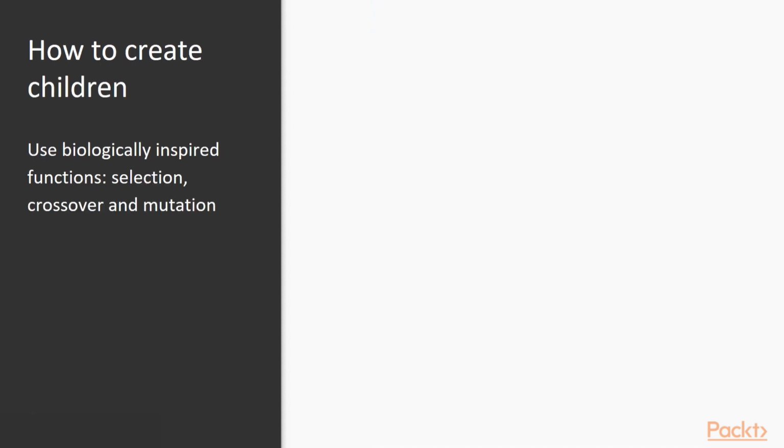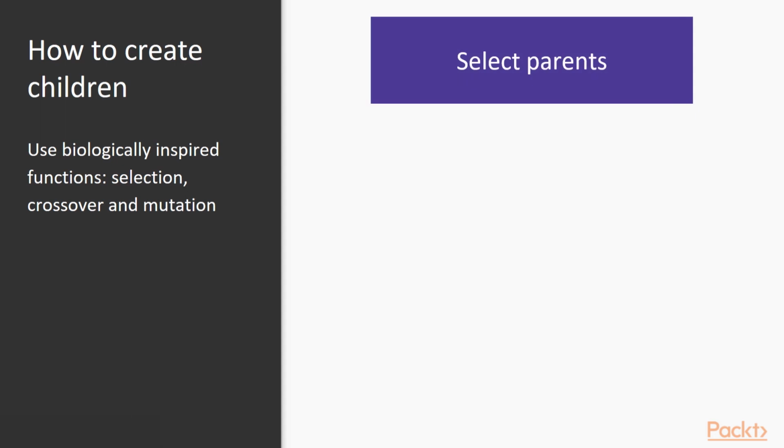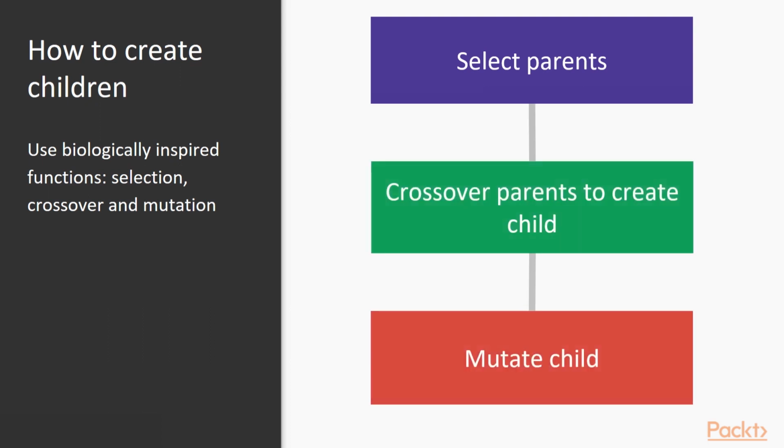Now let's see how children are generated. We use biologically inspired functions: selection, crossover, and mutation. We select 2 parents based on fitness. The higher the fitness of a solution, the higher its chance of getting selected to create a child. We cross them over to create a child, and then we mutate it. We will look at all these components in detail in the upcoming videos.